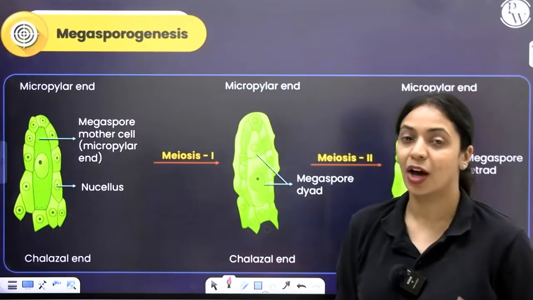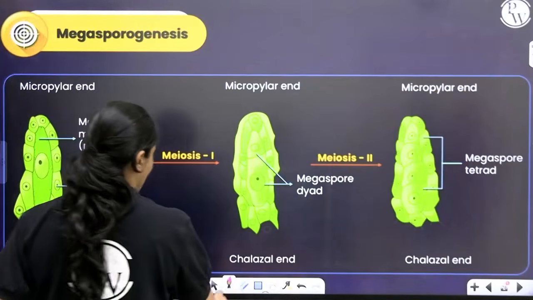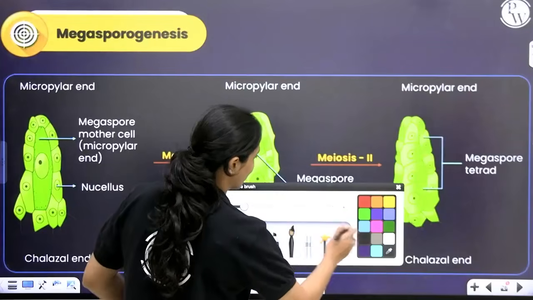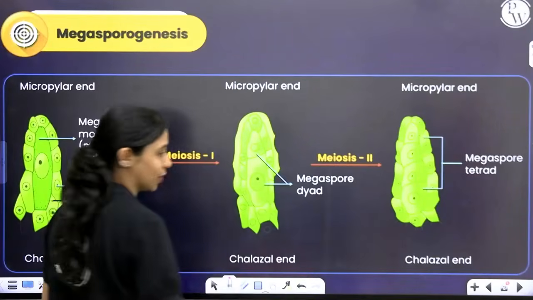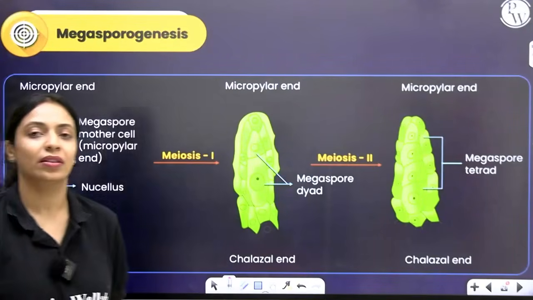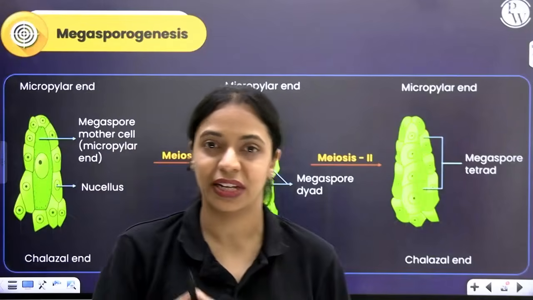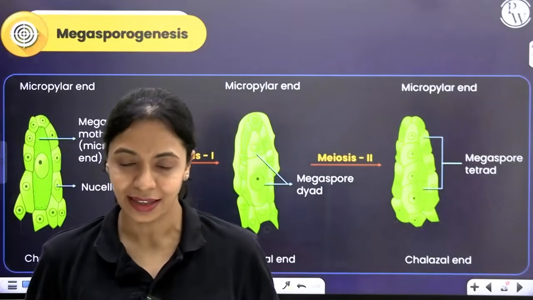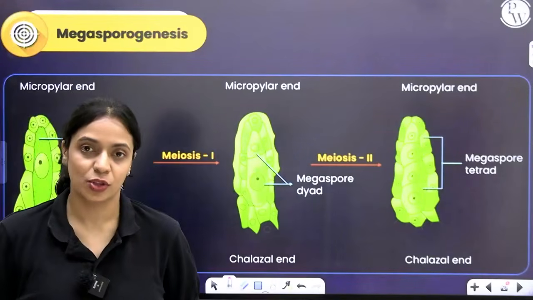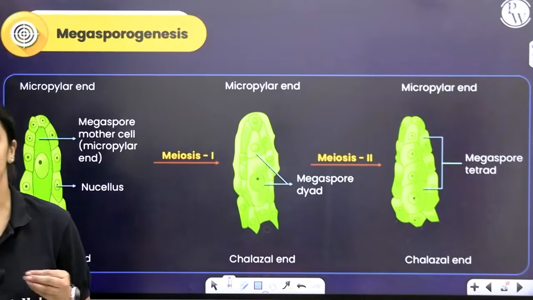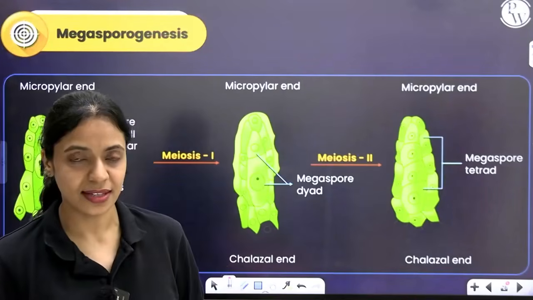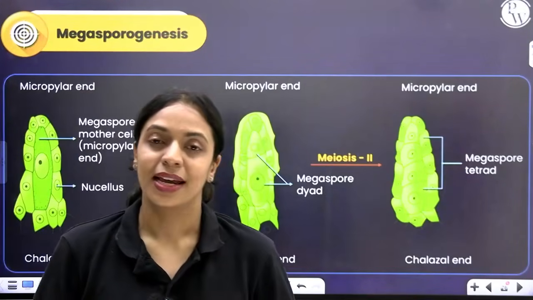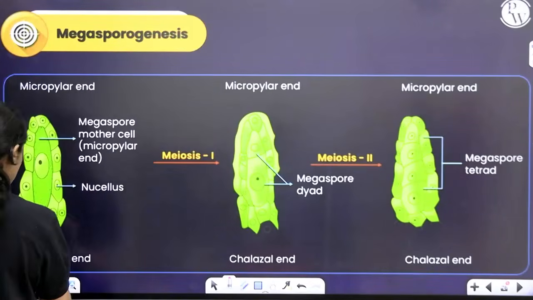Now let's understand how megasporogenesis takes place. I told you how inside the integuments there is a homogeneous mass of cells called the nucellus. Initially, when the ovule is not mature, very young, all of the cells will look alike. But as the ovule starts to mature, one of the cells of the nucellus will start appearing different from the other cells. It will get differentiated. It will become larger in size compared to the other cells.